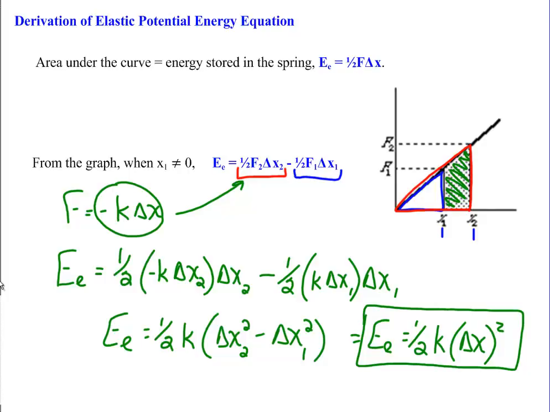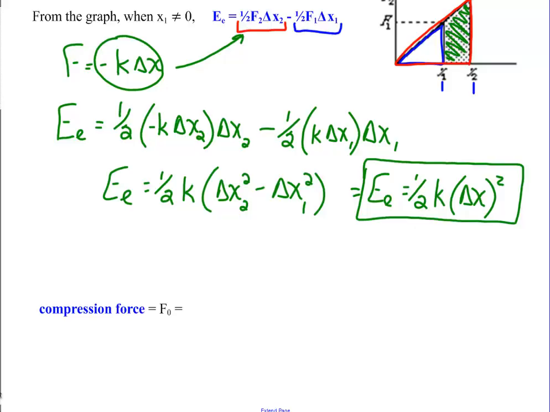We saw it way back at the beginning when we got the equation for elastic potential energy. Here's how we get it. Now in some cases, for your Hooke's law lab, your y-intercept was not equal to 0.